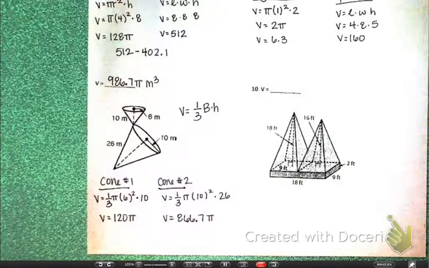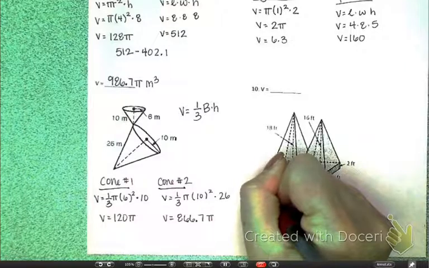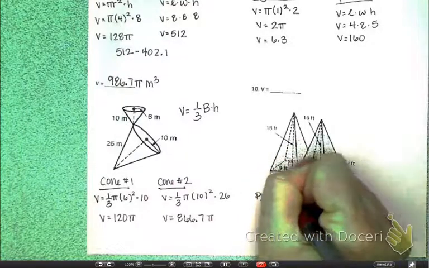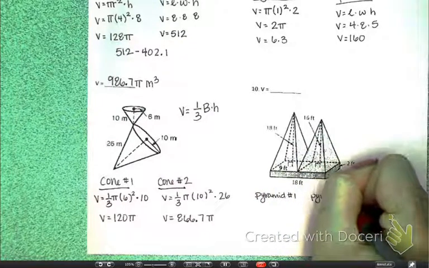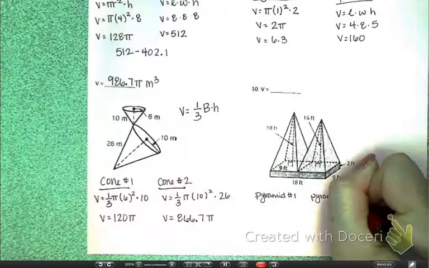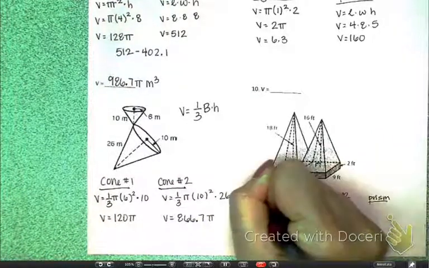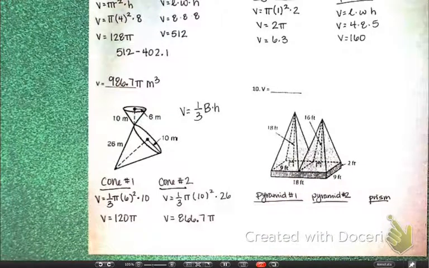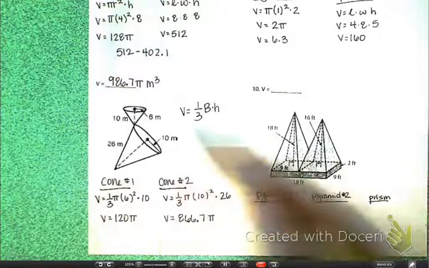All right, let's get this last one done. What do we see in this problem? Okay, so we see a pyramid. We're going to call it pyramid 1. I see pyramid 2. And I see a prism. So I have to find the volume of 3 things in this case. So let's start with this large pyramid. Again, it's 1/3 base area times height.